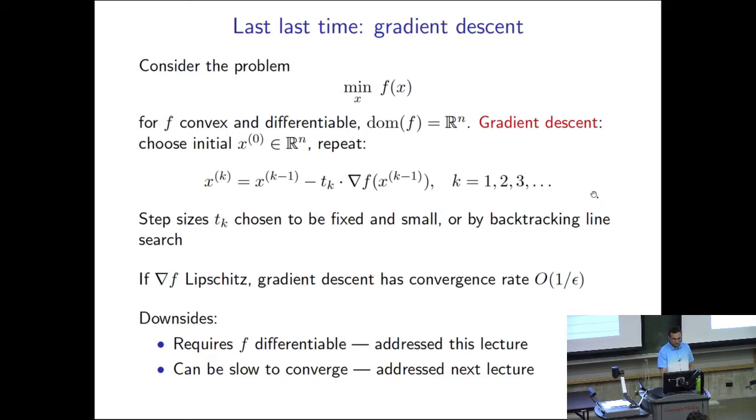And we saw that the step size is tk, so how far we move in the direction of the negative gradient. We could either choose them to be fixed and small. So our analysis said that if this gradient function was Lipschitz and we took each of these step sizes to be smaller than or equal to 1 over the Lipschitz constant, then that would converge and it would actually give us this rate, 1 over epsilon.